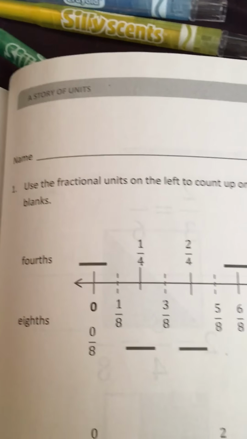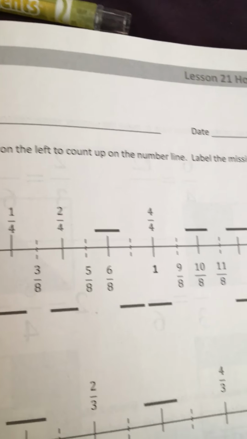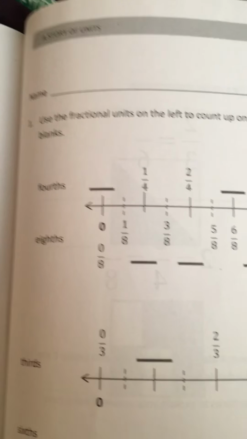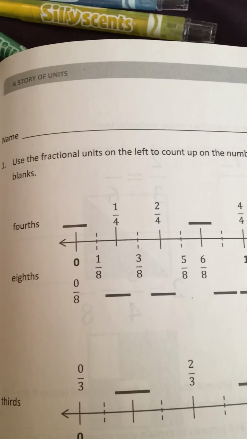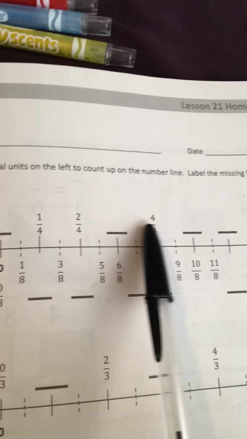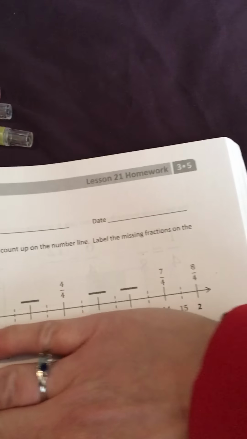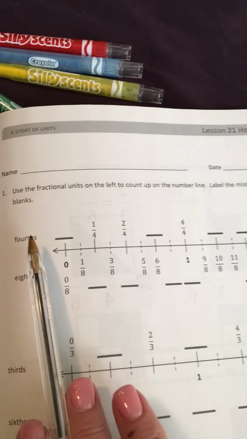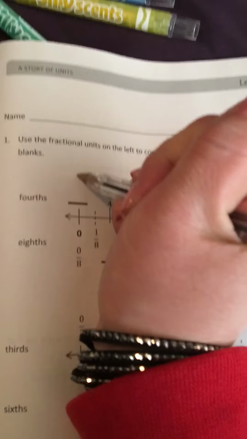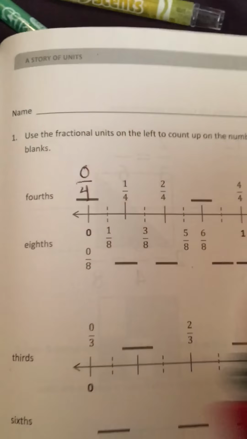So it says, use the fractional units on the left to count up on the number line. Label the missing fractions on the blanks. Okay, so we're just going to do it one fractional unit at a time. So we're going to start with the 4ths. The 4ths are what they're labeling at the top of the number line. So just ignore the bottom right now completely. Pretend like the bottom isn't here. Okay, so the top, we're counting by 4ths. So if I'm at 0, how many 4ths do I have? I have 0 4ths.